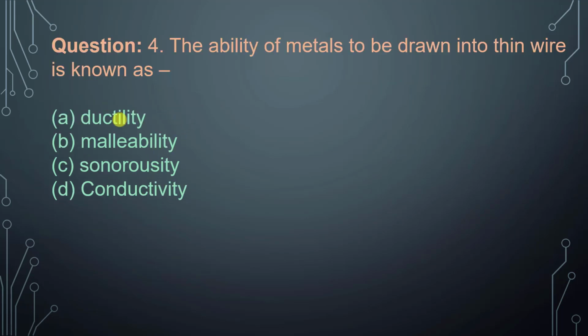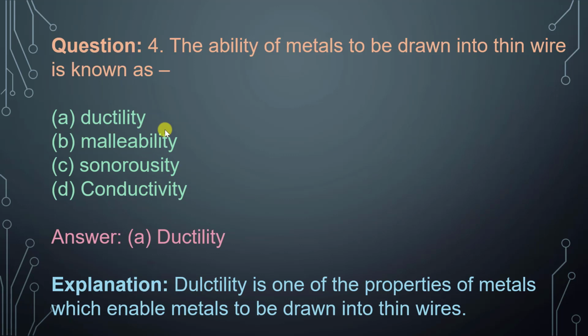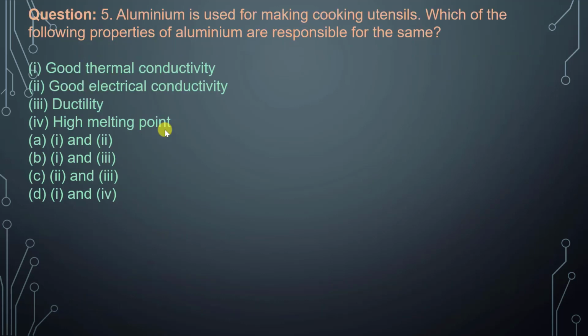क्वेश्चन नंबर 4, द एबिलिटी ऑफ मेटल्स टू बी ड्रॉन इनटू द वायर इज नोन एज. किसी भी मेटल को वायर में चेंज करने की क्वालिटी क्या थी? डक्टिलिटी, मलेबिलिटी, सोनोरोसिटी और कंडक्टिविटी. आई थिंक ये आंसर आपको पता होगा, और ये आंसर है डक्टिलिटी. एक्सप्लेनेशन देखते हैं. डक्टिलिटी इज वन ऑफ द प्रॉपर्टीज ऑफ अ मेटल विच इनेबल मेटल टू बी ड्रॉन इनटू थिन वायर.